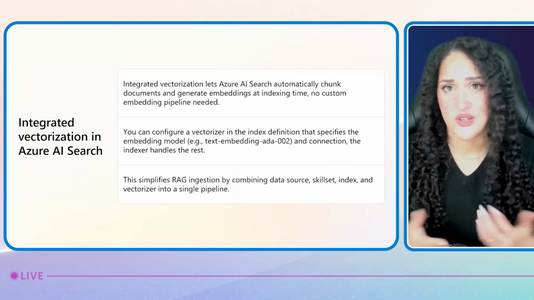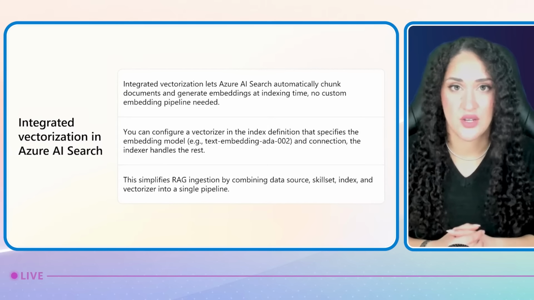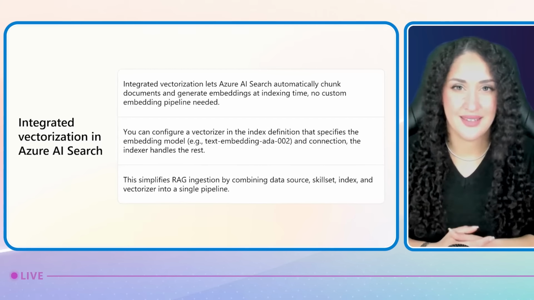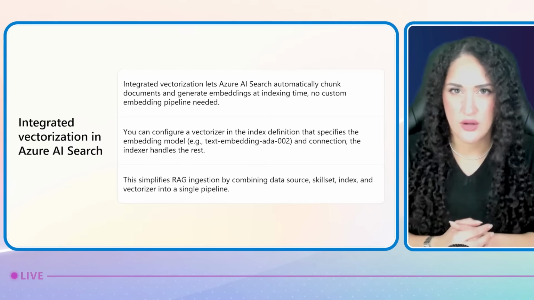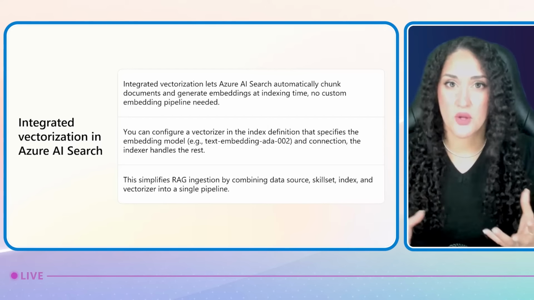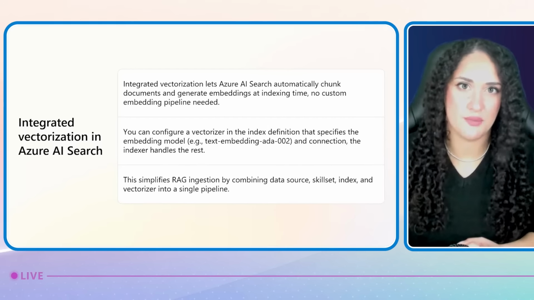Integrated vectorization is a great benefit. It lets Azure AI Search automatically chunk documents and generate embeddings at indexing time, so no custom pipeline needed. So remember, for the exam, you just specify the embedding model and connection in the index definition. If you get a question that asks about simplifying RAG ingestion into a single pipeline, this might be a possible answer.